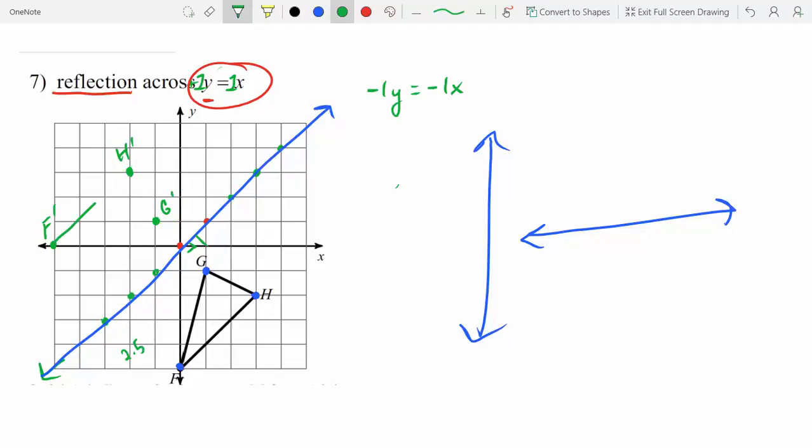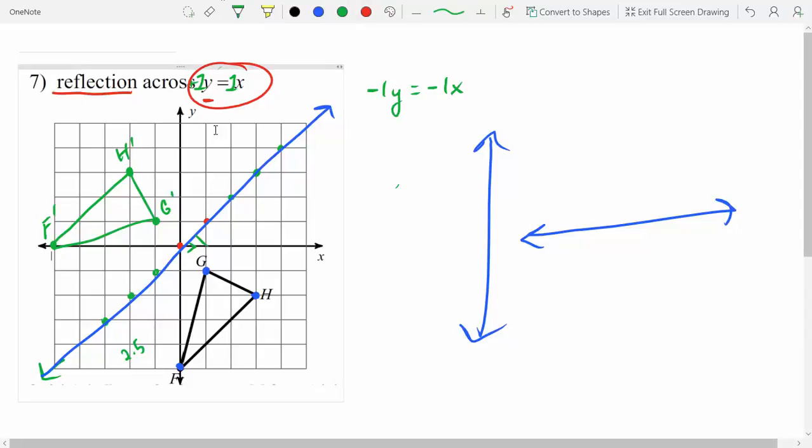So F, H, and G. And there is our reflection across the line y equals x.